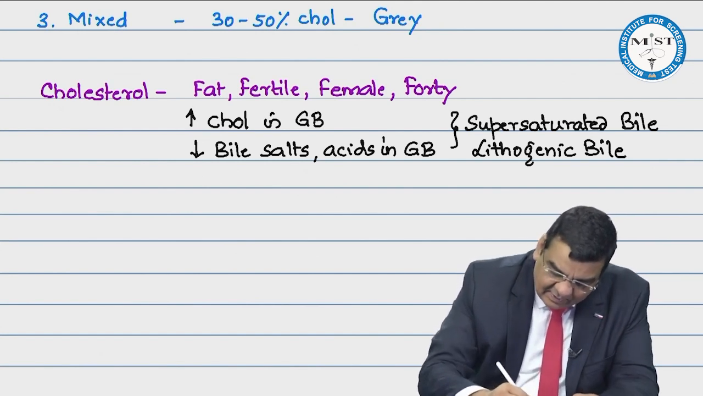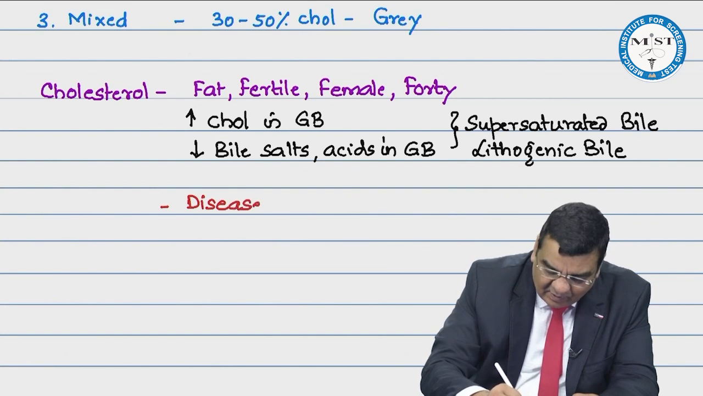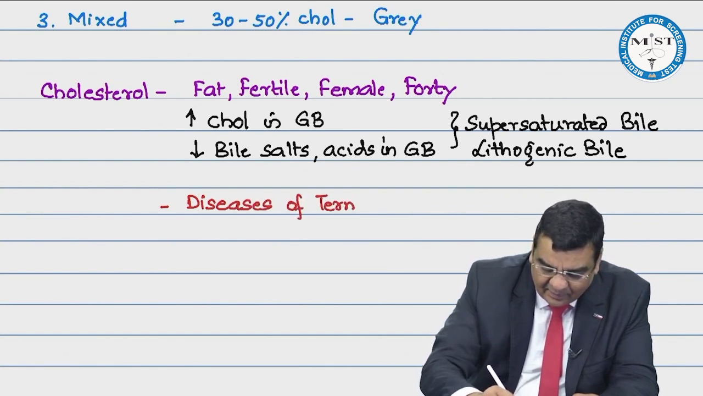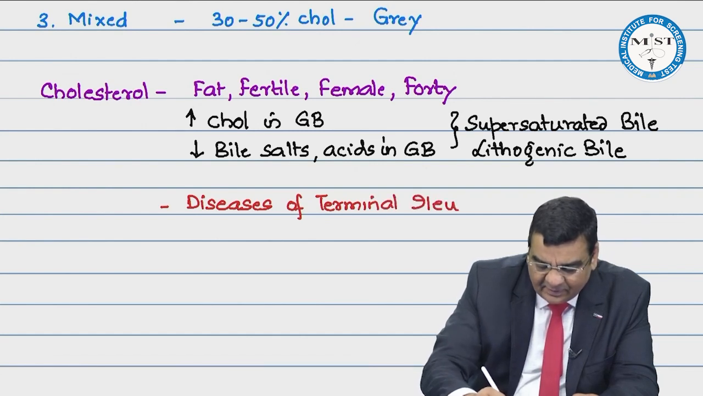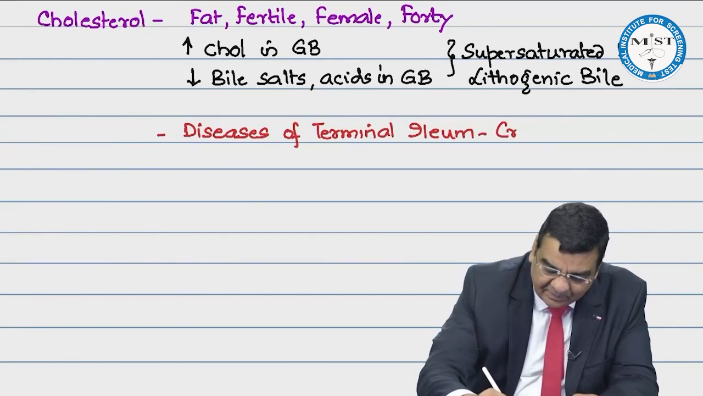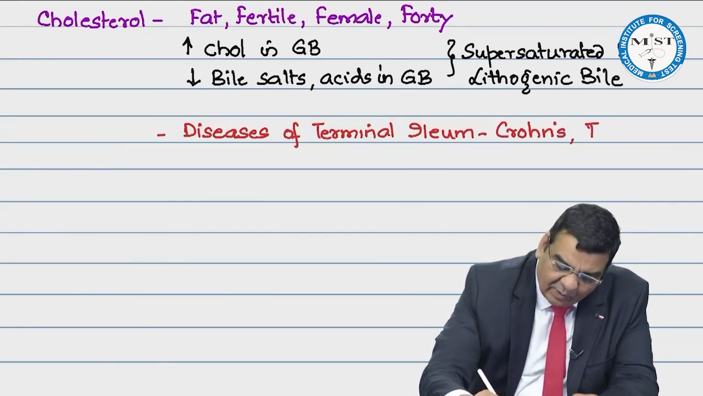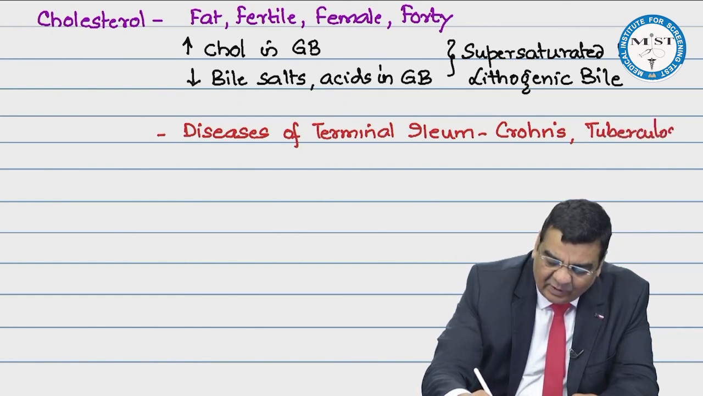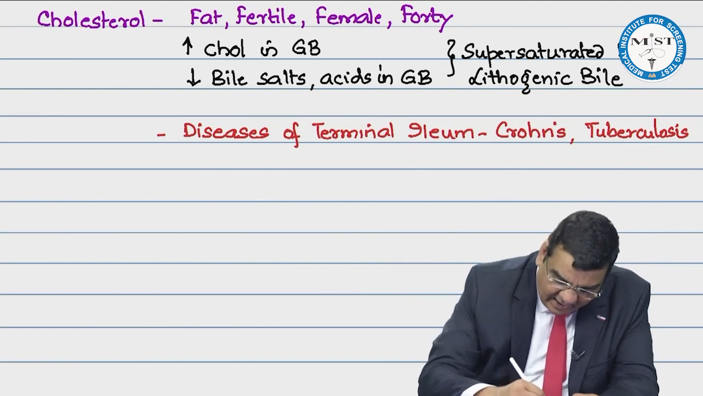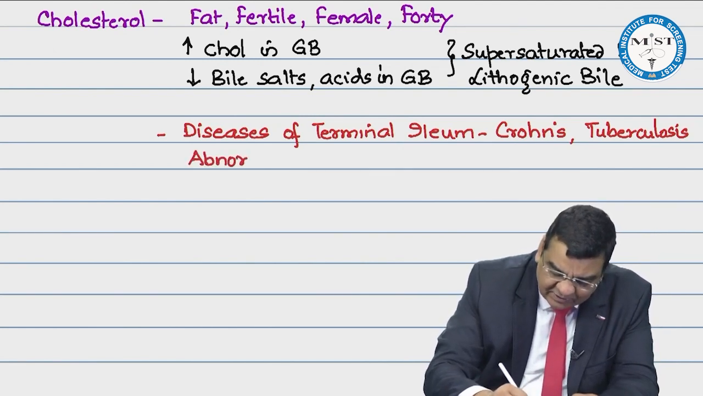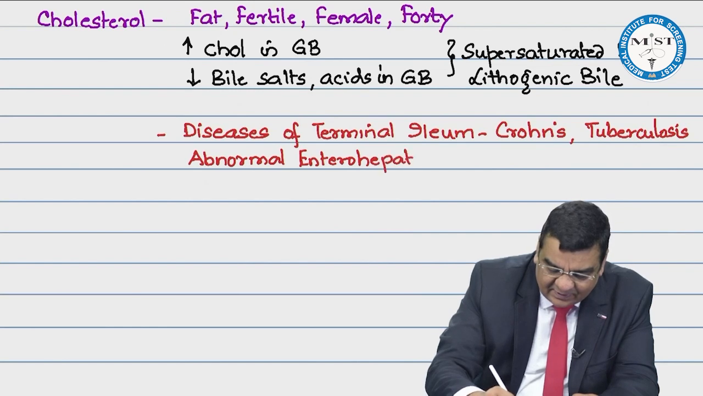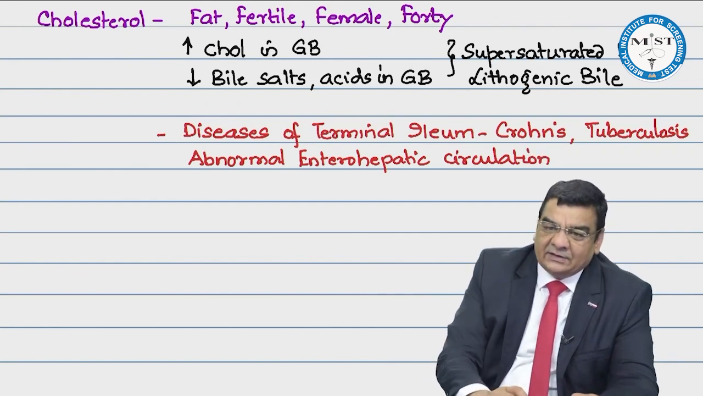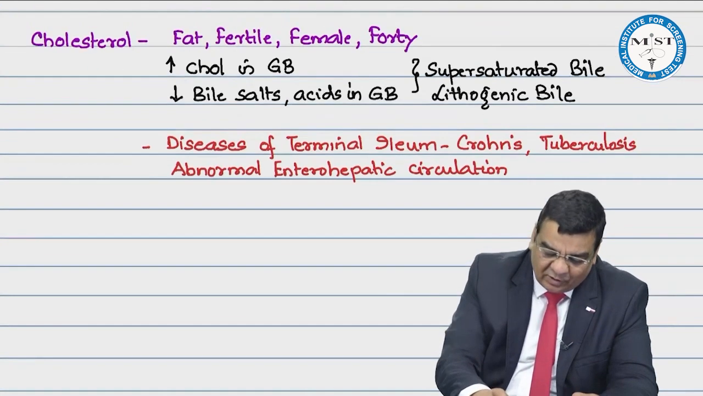However, this can even be associated with diseases of the terminal ileum, like Crohn's, tuberculosis. Herein there may be abnormal enterohepatic circulation, and because of this, the concentration of bile salts in the gallbladder will decrease, and this will cause precipitation of cholesterol stones.